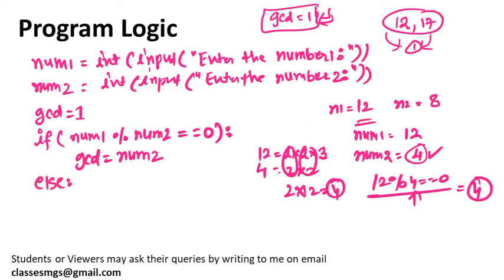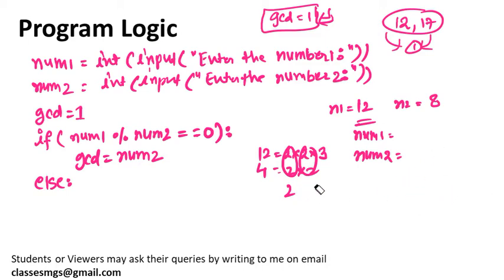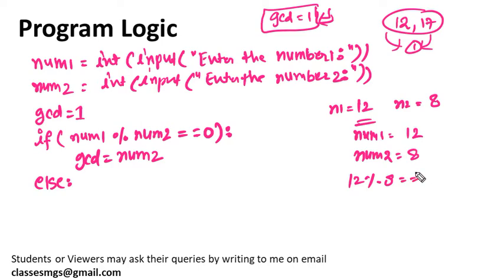Suppose number 1 is 12 and number 2 is 8. Now 12 % 8 is not equal to 0, because the remainder is not 0, which means 12 is not completely divisible by 8. In that case what we will do is apply a for loop.